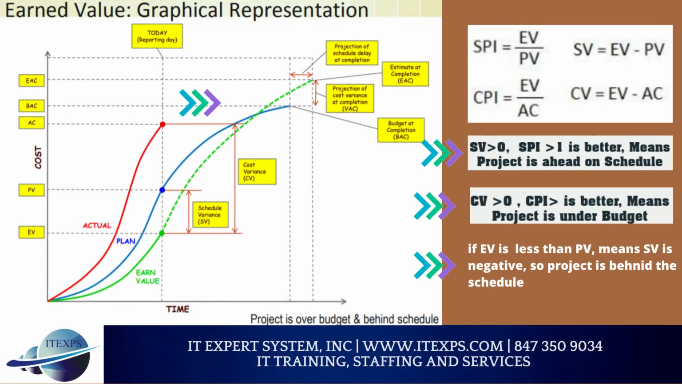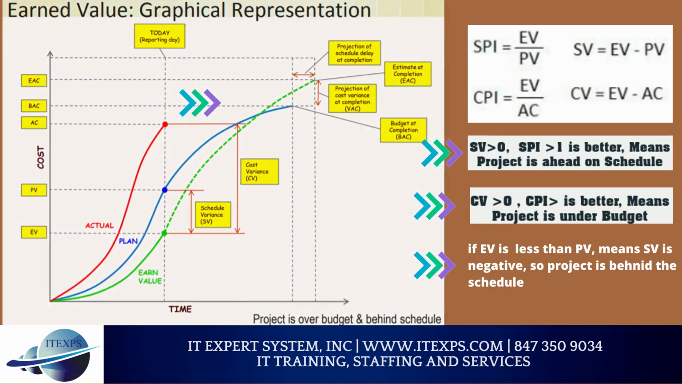Using schedule variance, SV, or schedule performance index, SPI, we can measure the project progress against the schedule baseline. If SV is 0 or SPI is 1, then we are on track. If SV is greater than 0 or SPI is greater than 1, then we are ahead on schedule. If SV is less than 0 or SPI is less than 1, then we are behind on schedule.